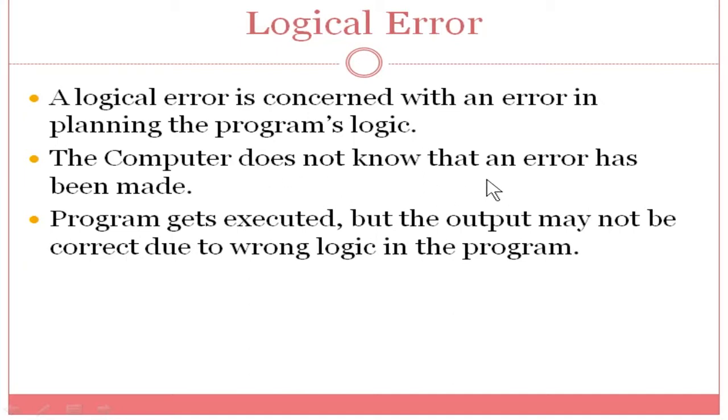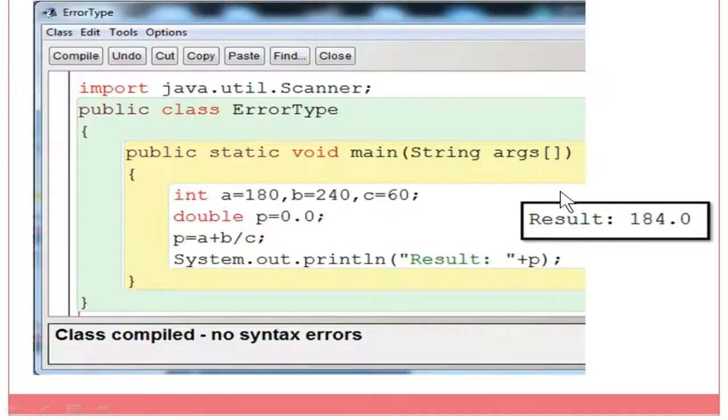The computer does not know that an error has been made, because it will compile it properly and execute it successfully, but still there is some problem with the program. The program gets executed, but the output may not be correct due to the wrong logic in the program. So we will see an example here.